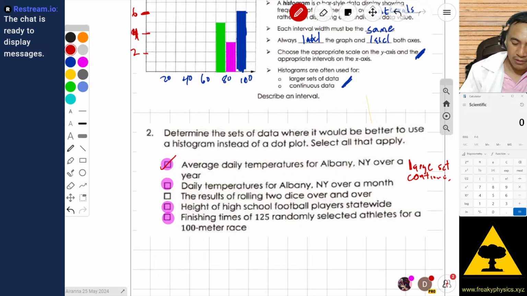Okay, both of these are correct. Now for daily temperatures over a month, that's 30 values. That's not a lot, right?